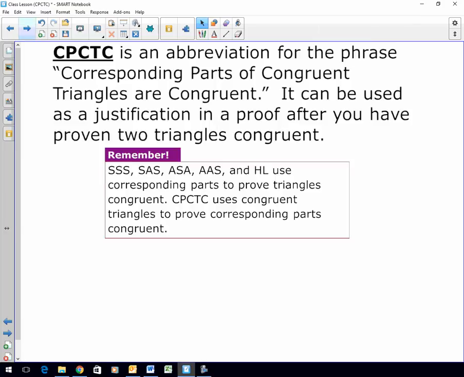Let's go ahead and write this whole thing down. CPCTC is an abbreviation for the phrase corresponding parts of congruent triangles are congruent. It can be used as a justification in a proof after you have proven two triangles are congruent. Side-side-side, side-angle-side, angle-side-angle, and hypotenuse-leg use corresponding parts to prove triangle congruency. CPCTC uses congruent triangles to prove corresponding parts are congruent.